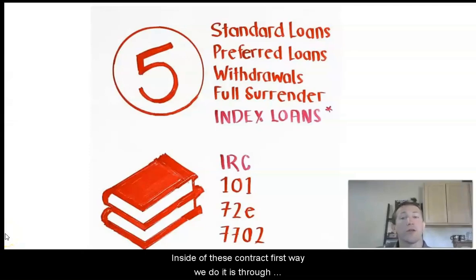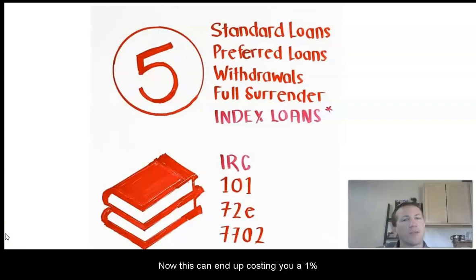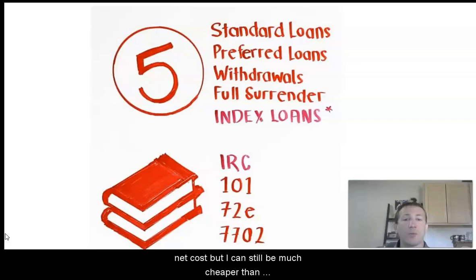The first way we do it is through a standard loan. Essentially, this is a loan that you're taking out in the first 1 to 10 years. Now, this can end up costing you a 1% net cost, but it can still be much cheaper than borrowing money from a third party, such as a bank or a credit card. And it gives your money the opportunity to start growing while you're using it. And with compounding interest, the sooner your money starts, the more money you're going to have in the end.